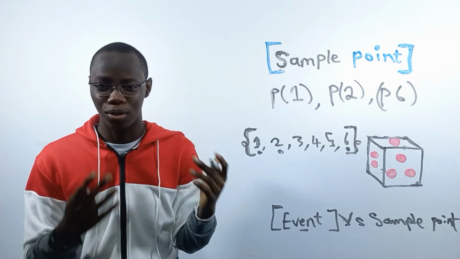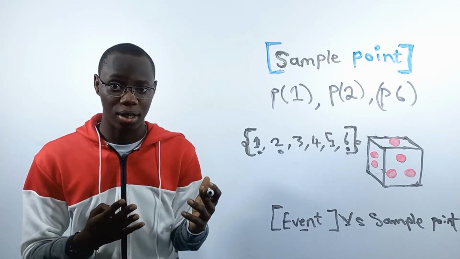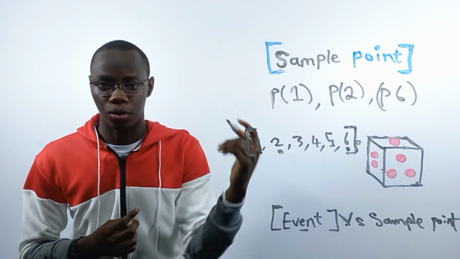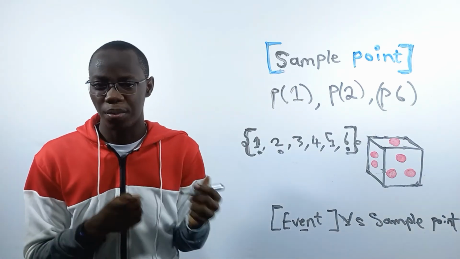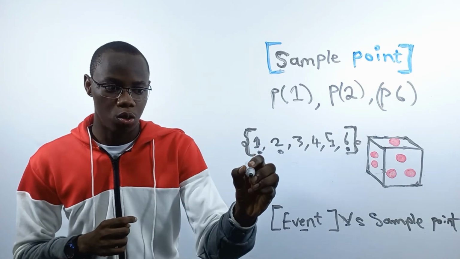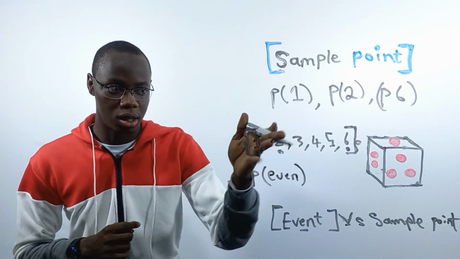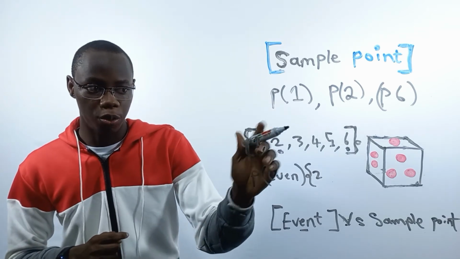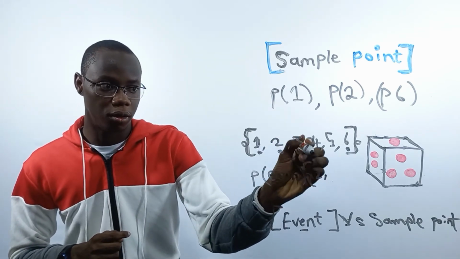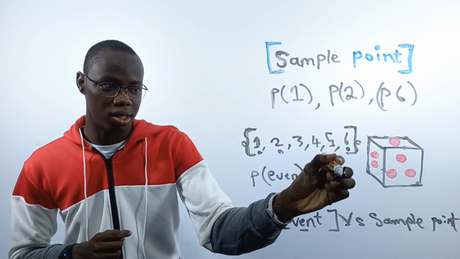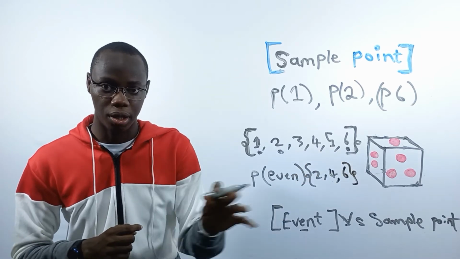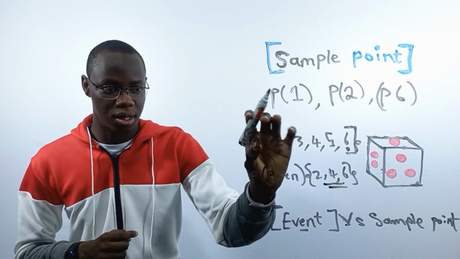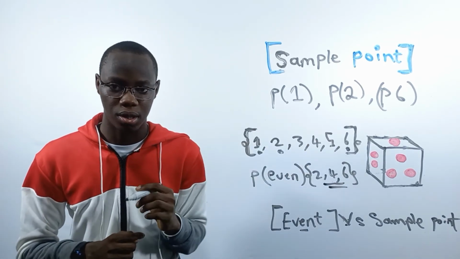So make sure you take notes because they will ask you in the test or in the exams. You can say an event is a subset of the whole sample space. So let me make that clearer. If I say what is the probability of getting a side that is even, that's the probability of getting 2 or the probability of getting 4 or the probability of getting 6. So these are the even numbers, right?